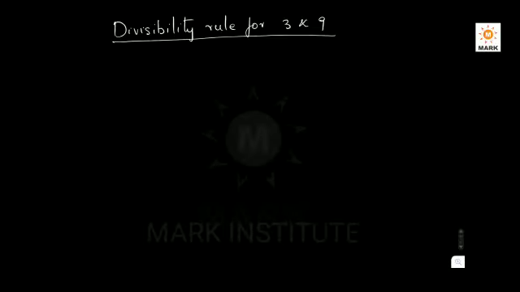Dear friends, in this video we are going to discuss the divisibility rule for 3 and 9, what the conventional method is, and what the shortcut, faster way is to detect whether a number is divisible by 3 and 9 or not. First I am going for 3. Before that, you should know what a digital sum is.